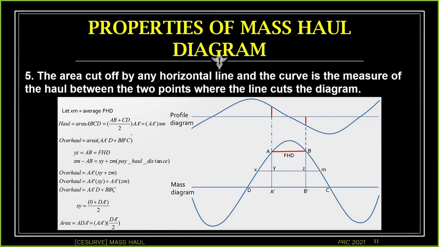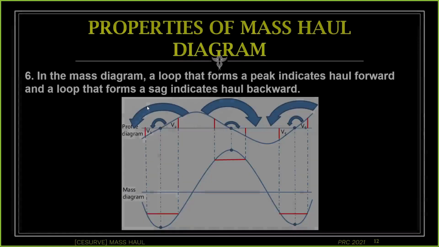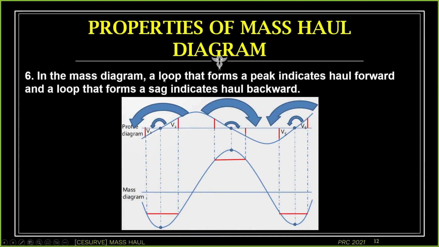Next, etong formulations na to, I will further discuss this later. Basically kasi to ay interpolations lang. Okay? So, the area cut off by any horizontal line and the curve is the measure of the haul between the 2 points where the line cuts the diagram. So, in the mass diagram, a loop that forms a peak indicates the haul forward, and a loop that forms a sag indicates a haul backward.